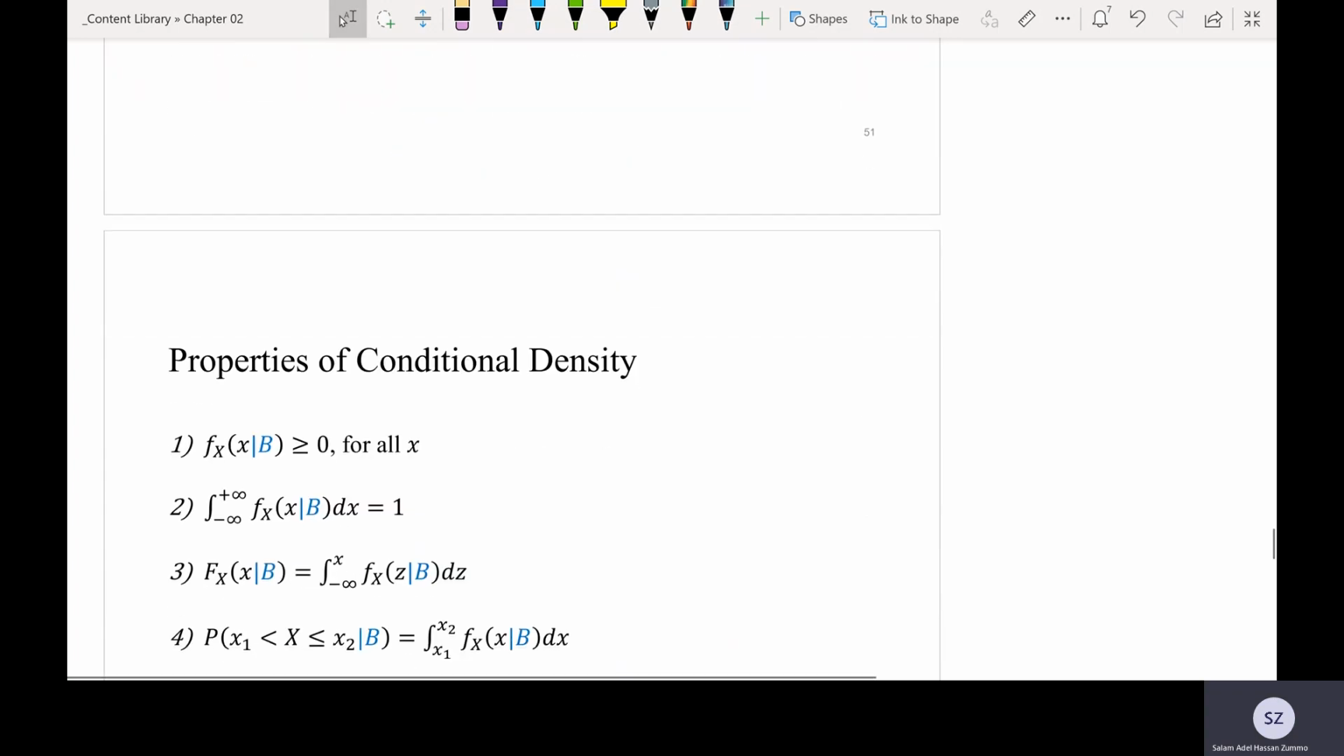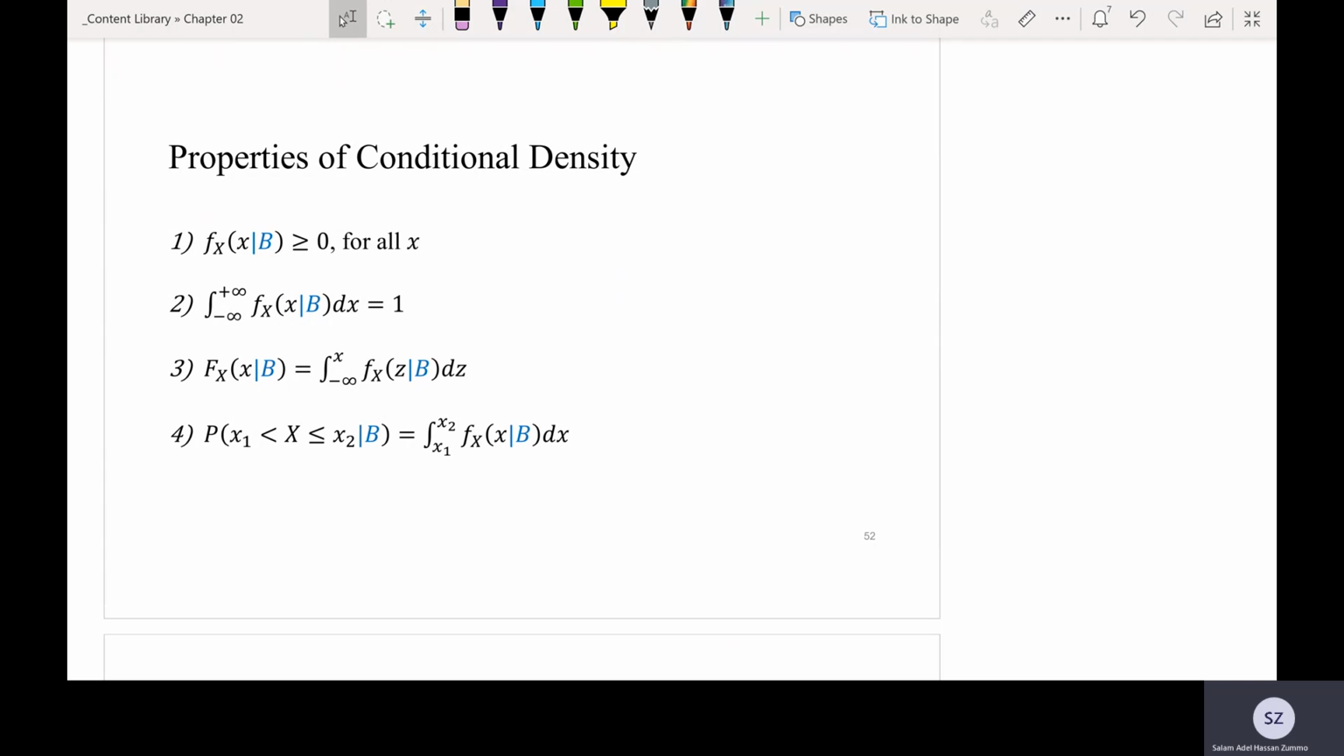Now, the properties of the density. This is a derivative of a non-decreasing function, so it has to be positive, because the function that you are differentiating either increases or stays the same. And if you integrate from minus infinity to infinity, you get 1. The area under the curve is always 1. If you want to find the CDF, simply integrate the PDF from minus infinity to x. And if you want to calculate the probability that x lies between two numbers given B, you integrate between x1 and x2 of this conditional PDF.